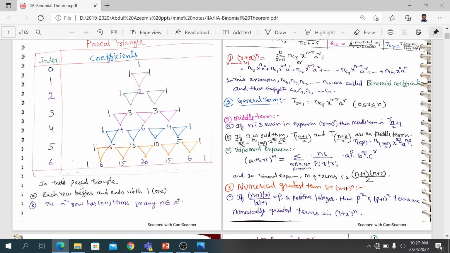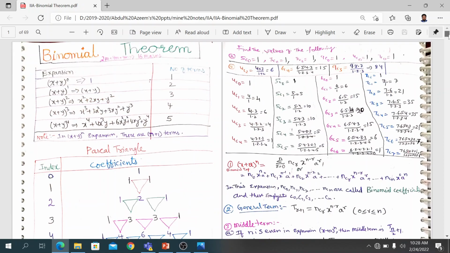So in Pascal triangle, what we observe: A, each row begins and ends with 1. See, 1, 1, 1 at the beginning and 1, 1, 1 at the end. B, the nth row has n plus 1 terms for any n belonging to Z plus. See here, if 2 is there, 3 terms. 3 means 4 terms. 4 means 5 terms. So this is regarding Pascal triangle.